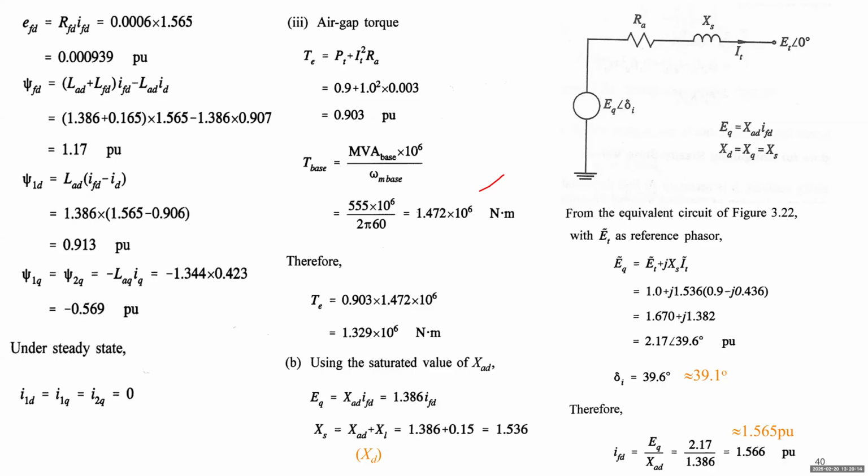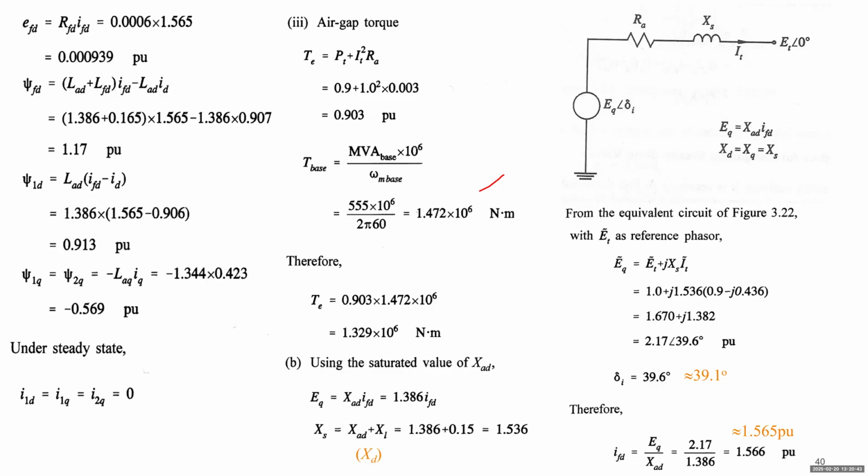So field current, if you use this voltage divided by the SD, we'll get this value. So this is the field current we calculated from this circuit. That is also very close to the accurate value. The difference is only 0.001. All right. So this is everything about steady state. Any question? Yes.